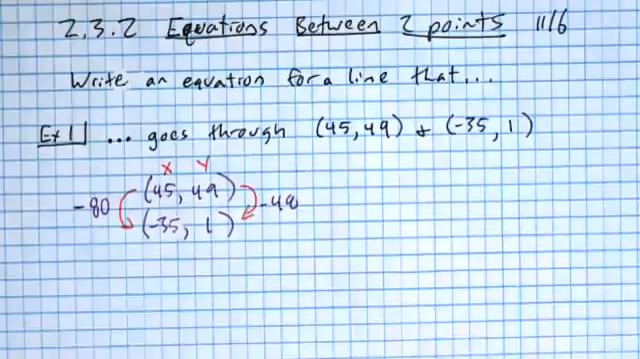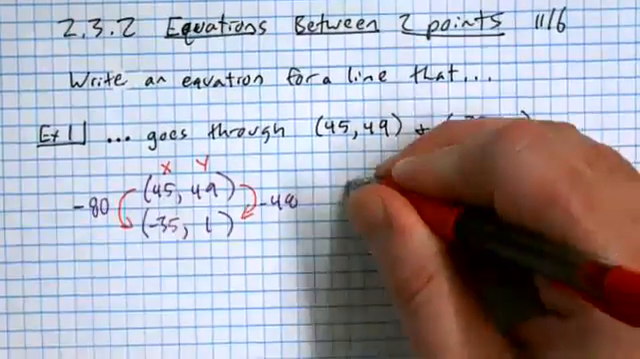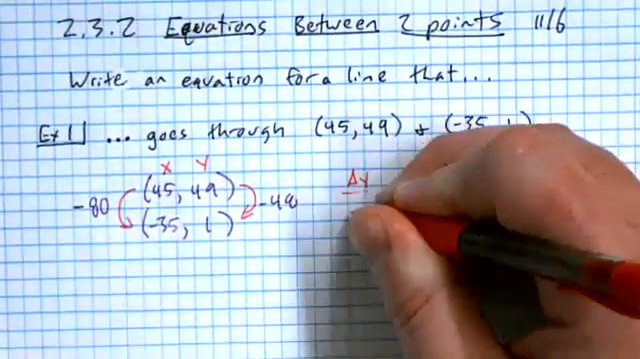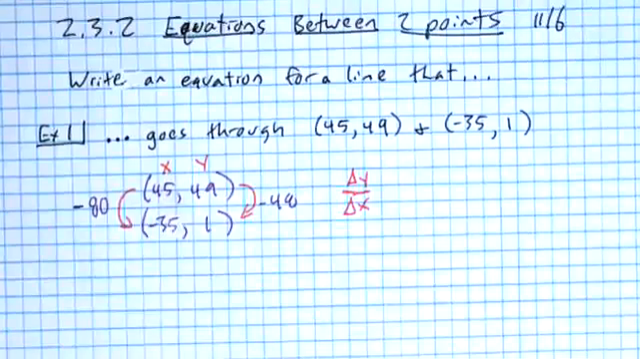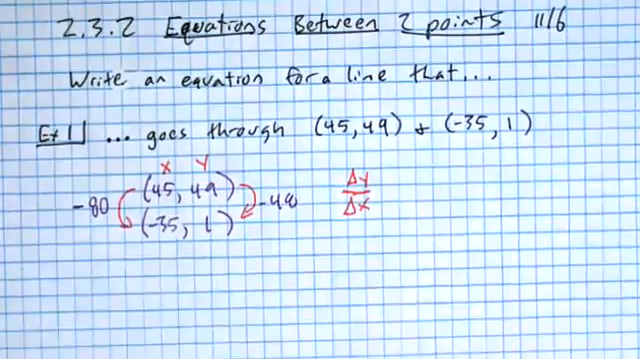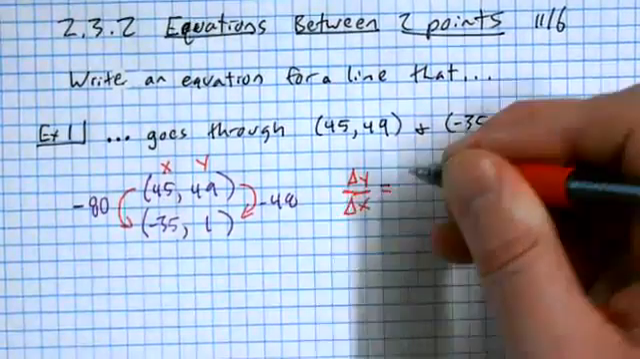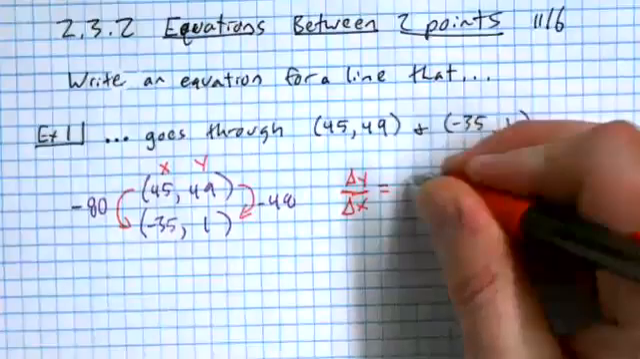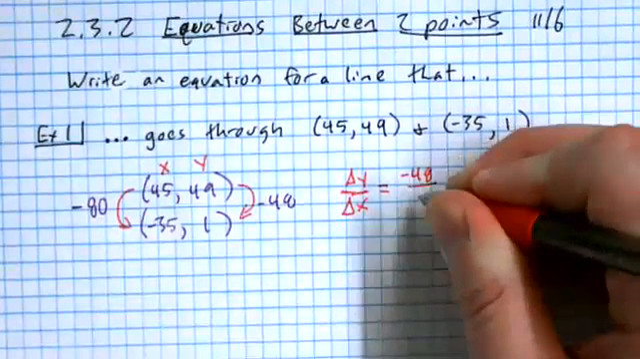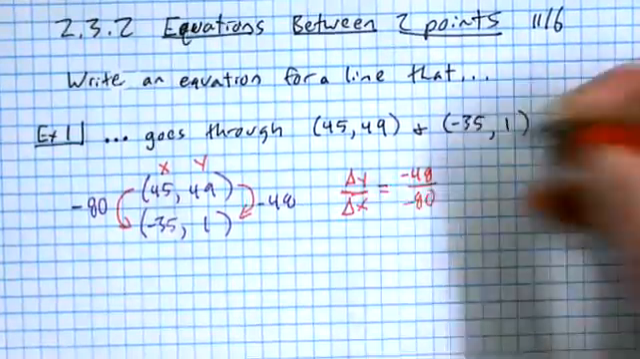Folks, you're doing great. Our goal here is to find the slope. We're trying to find change in y over change in x. That's what the slope is, change in y over change in x. What was our change in y? Which of those was the change in y, the 80 or the 48? The negative 48 was the change in y, so put that on top. And the negative 80 was the change in x, so put that on the bottom.